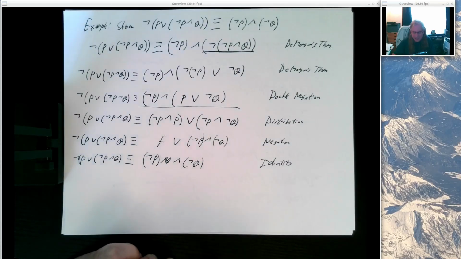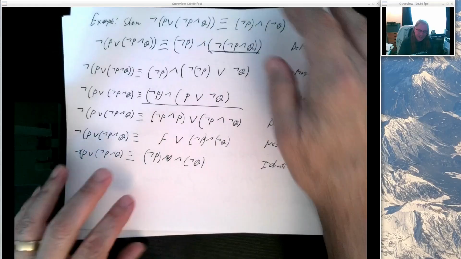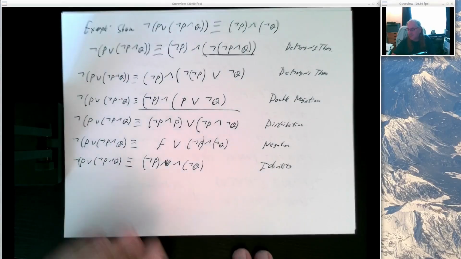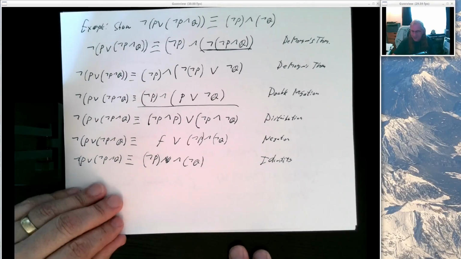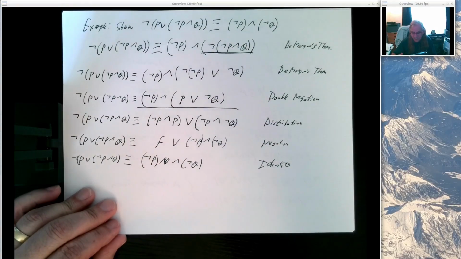So that's a valid way to show that two propositions are equivalent to each other. But again, you can work with one side or the other. You're not allowed to change both sides. If you're going to do that, you have to do it in a very particular way that is reversible.